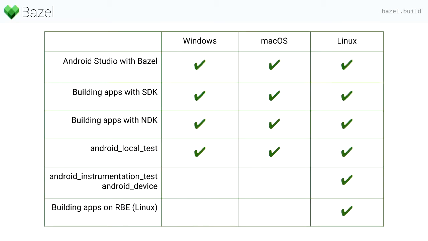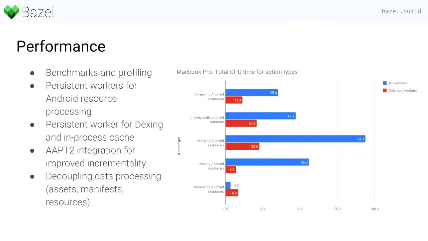So as a summary, this is the complete matrix of what we support right now, and with the exception of Android instrumentation test, device, and building apps on RBE, everything is supported on all 3 OSs.